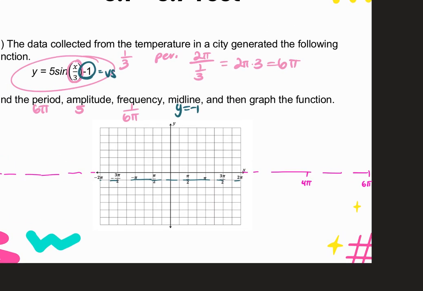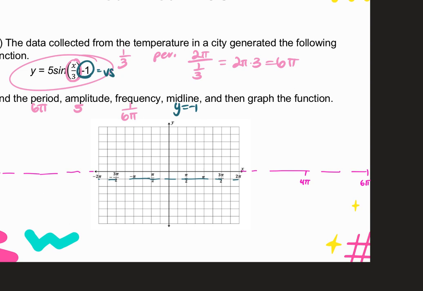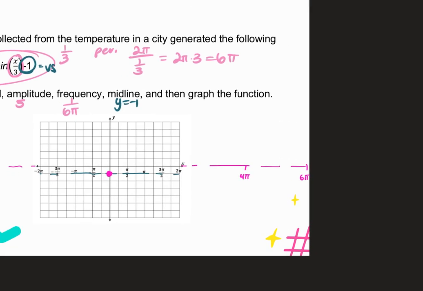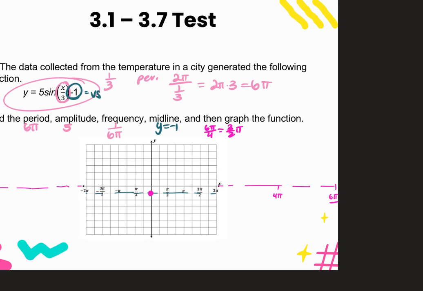Amplitude is 5. It's sine, so we're going to start at 0 but shift it down 1. So we're going to start at -1. A quarter the way through 6 pi is 3 over 2 pi. That's the first key point. So it would have been at 5, 1, 2, 3, 4, 5, but then it shifted down 1.